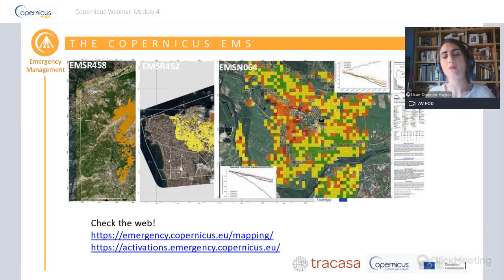This is the follow-up of a previous risk and recovery mapping activation that I think was created three years ago. I think they do a great job. I am in charge of the technical management of the Copernicus validation service, and I know they are doing a great job. It's worth the effort to see the web first, where you can see all the products, and then here, activations.emergency.copernicus.eu. You can see the viewer with all the activations. I think all the activations that they have created so far are available. So it's really nice.